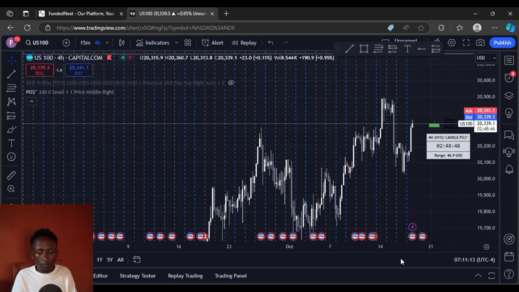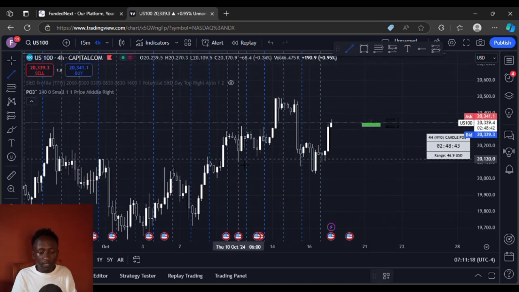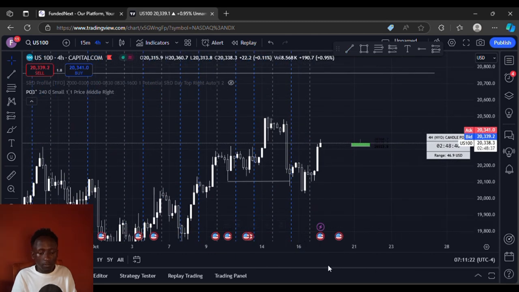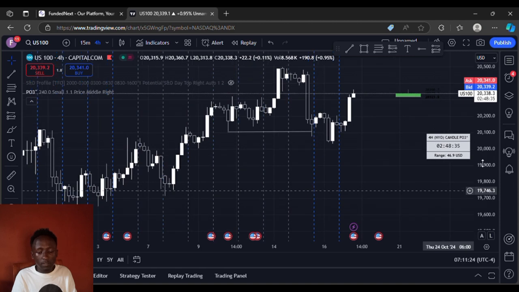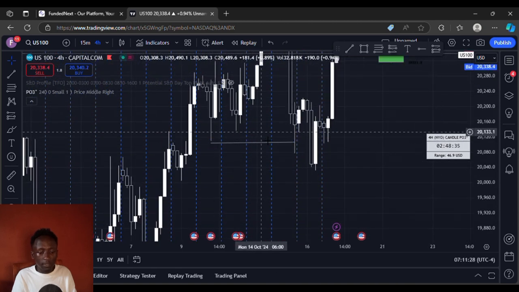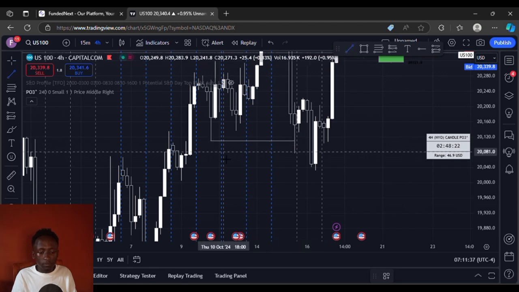Yesterday, price had already taken this external sell side during the previous day and formed an SMT over here with the US 500. This was an SMT at the lows.